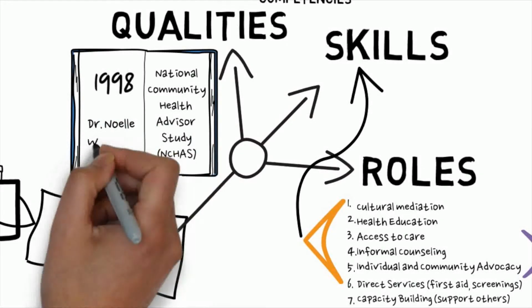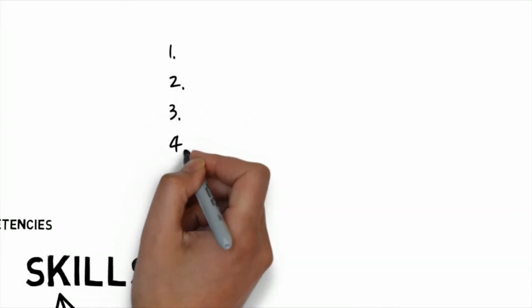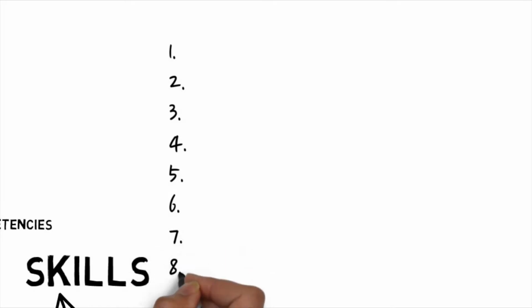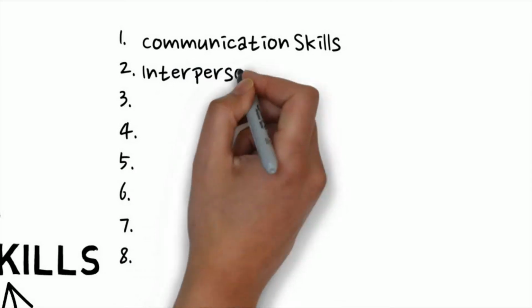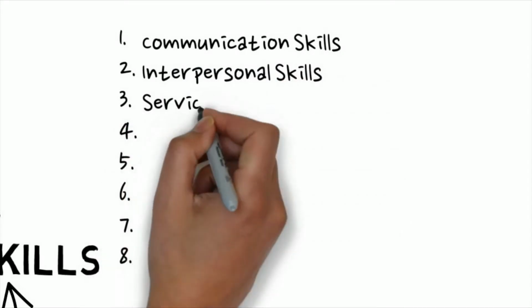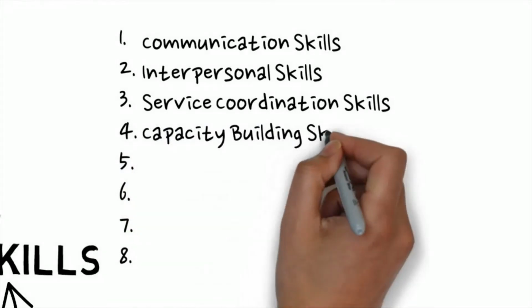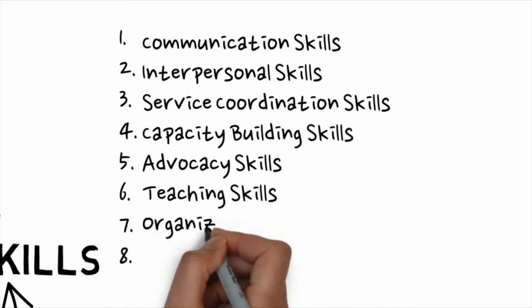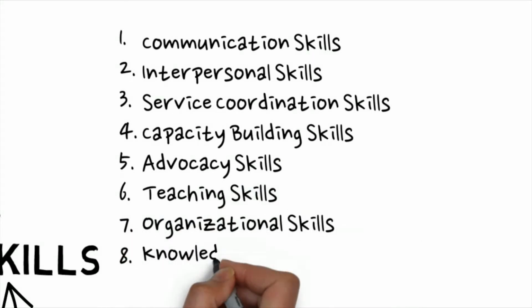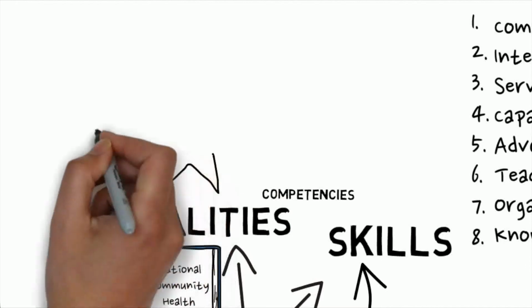Noel Wiggins, who led the examination of roles and competencies for the National Community Health Advisor Study, identifies 8 core skills that CHWs need, including communication skills, interpersonal skills, service coordination skills, capacity building skills, advocacy skills, teaching skills including facilitation, organizational skills including setting goals, planning, documenting, and research, and a general knowledge base, including knowledge about the community, specific health issues, and health and social service systems.